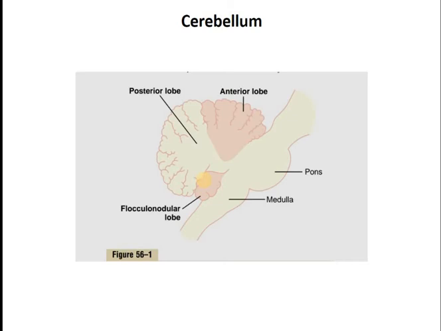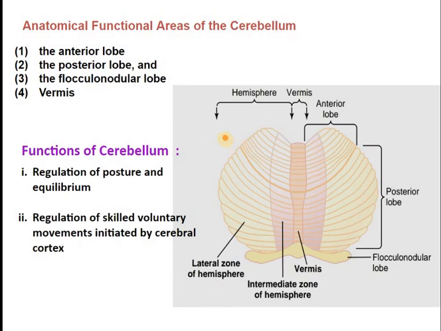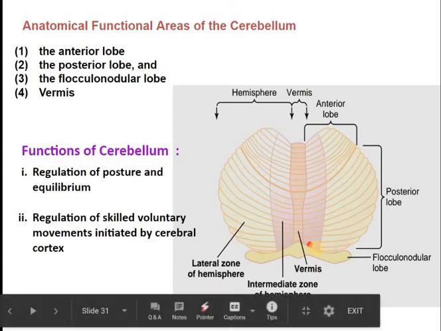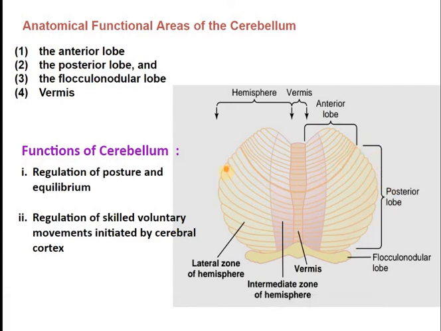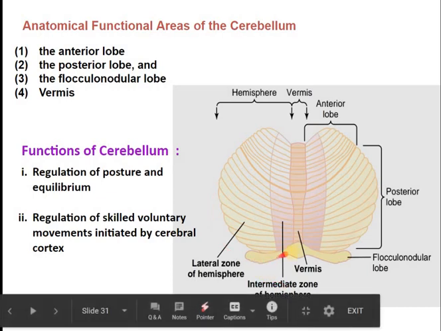Clear? So if we look from the back side, it looks like this. So this one is the anterior lobe. This one, look at the cursor. This one is the anterior lobe. Okay, and behind it, this one is the posterior lobe. Clear? And this one is the flocculonodular lobe. So you are seeing from the back side.